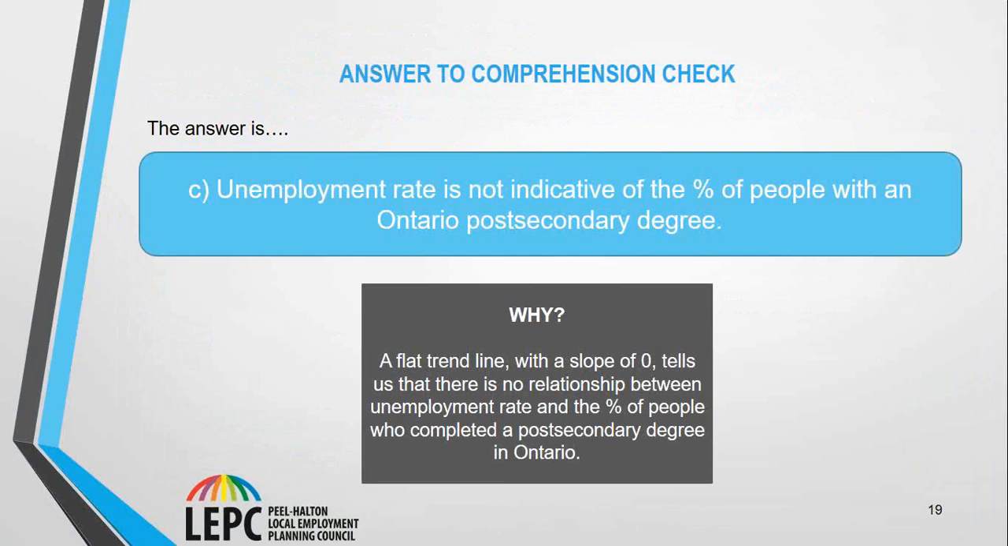The correct answer is C. Unemployment rate is not indicative of the percentage of people with an Ontario post-secondary degree. Why is this the answer? The flat trend line tells us that there's no relationship between the 2 variables, the demographic variable and the labor force variable.